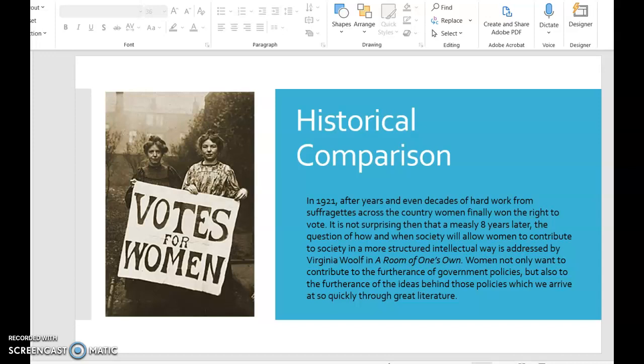Okay, so again, I'm giving some hook like, oh, okay, we're going to talk about suffragettes. This is getting a reader engaged, right? And I'm connecting that idea of the suffragettes to the specific topic I'm going to talk about, which is A Room of One's Own, okay? And then this, I assume, is my thesis. Women want to contribute to society and more than just government policies.